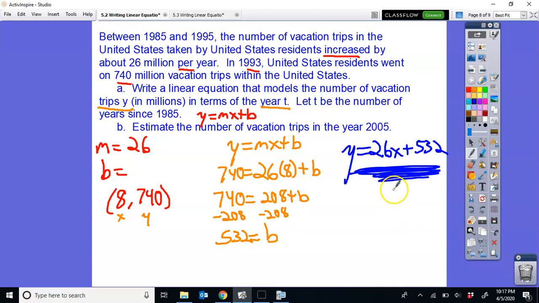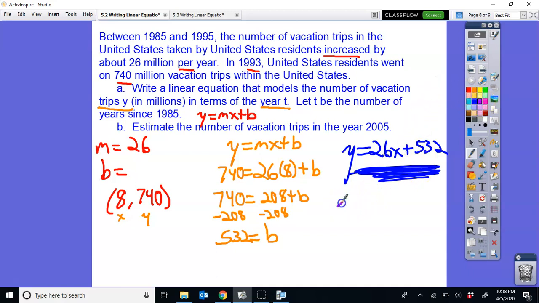Estimate the number of vacation trips in the year 2005. Well, 2005 is not 93, it's not 95, it's not 85, so what do I do? How do I find the number of trips in that year? You still have to remember that T, or time, is the number of years since 1985. 1985 is the beginning, so for 2005, I would actually plug in 20.